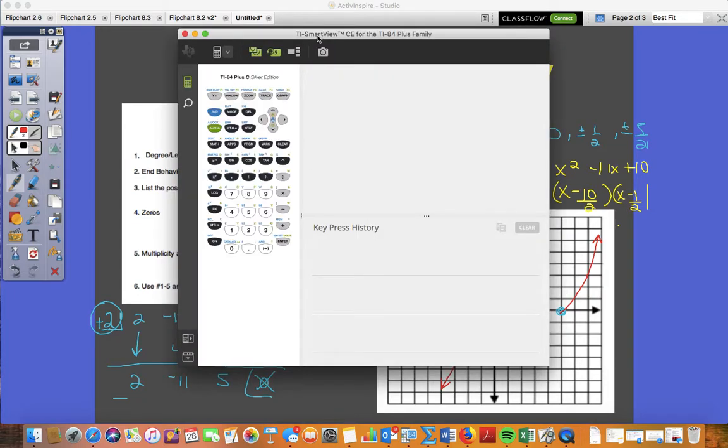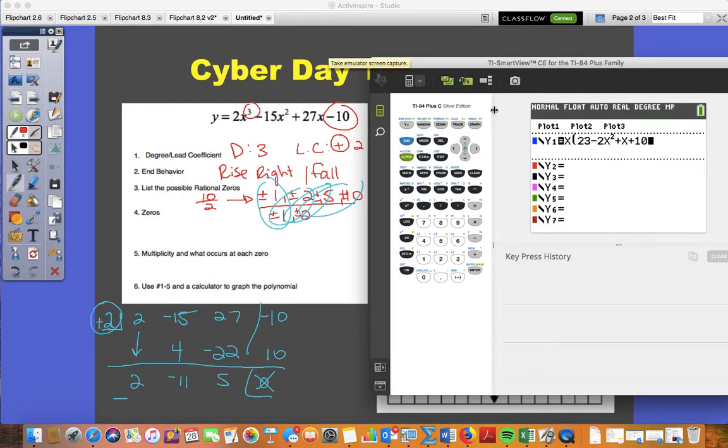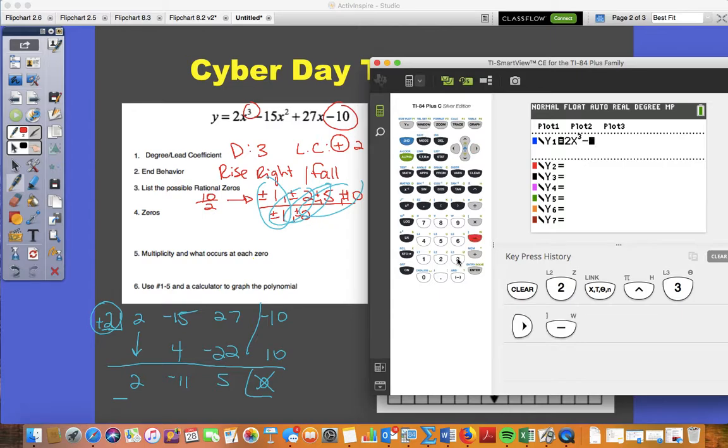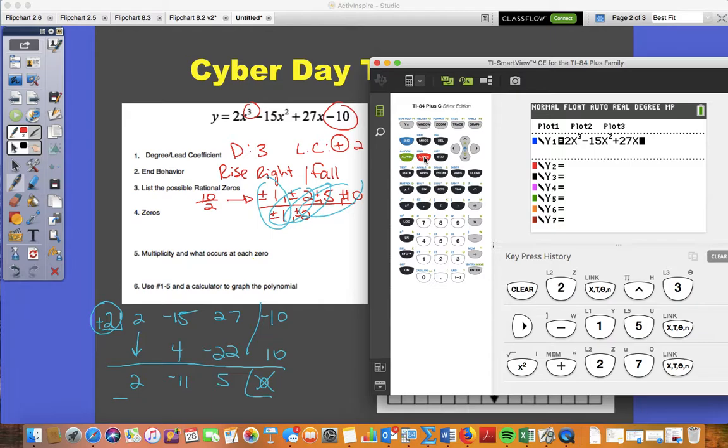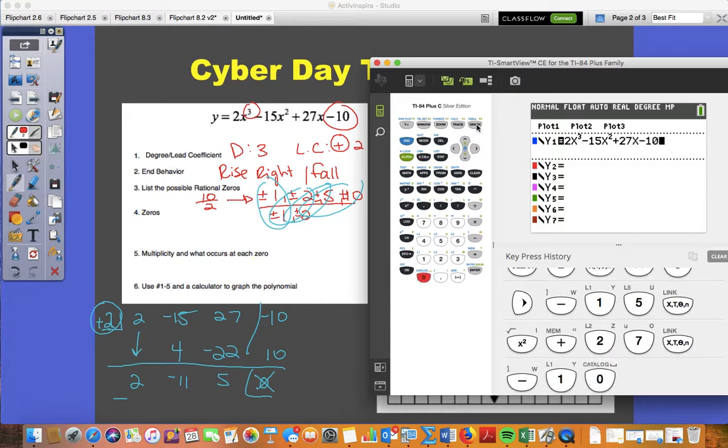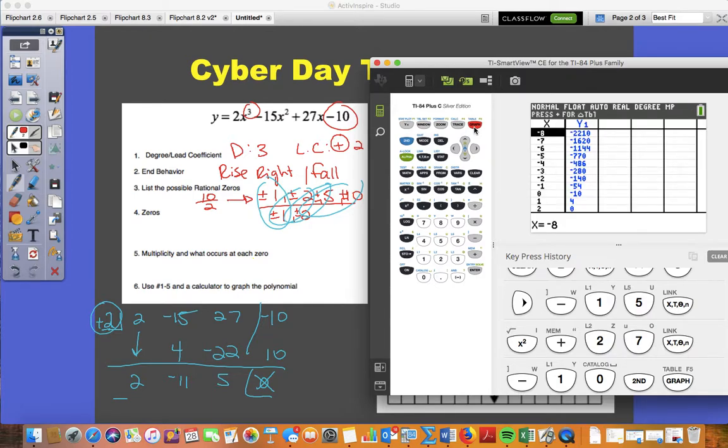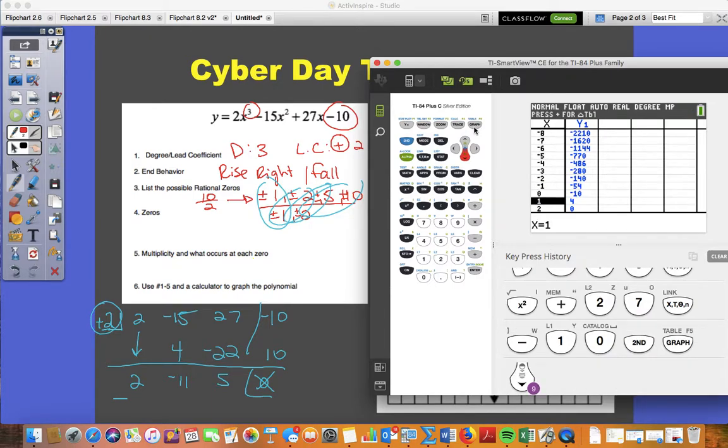Alrighty, here we go. I want you to just simply plug this in. I just wanted you to see this. You don't have to do it this way, but let's say you wanted a t-chart from this: 2x to the third minus 15x squared plus 27x minus 10. Let's go to the second graph, or that table, and you can scroll down and see the t-chart already there for you.